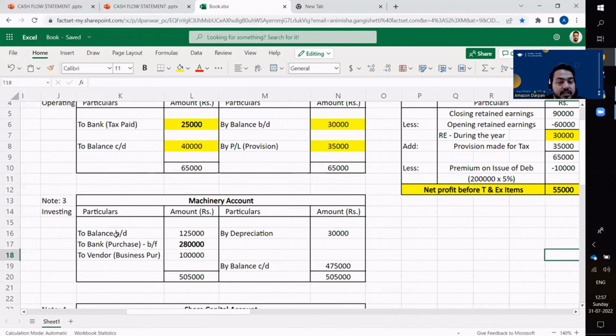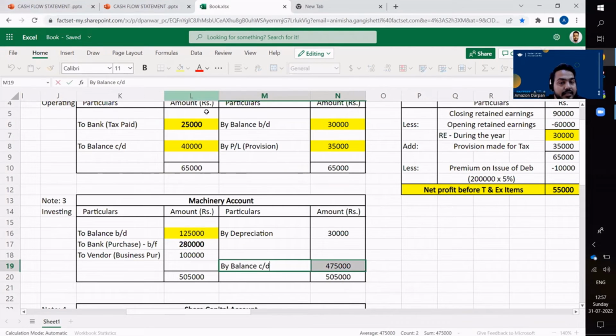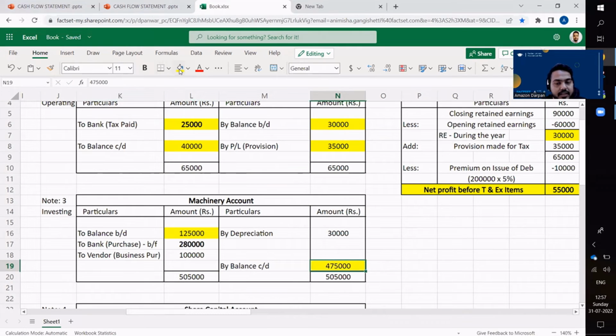Okay. First, this figure, 1,25,000, I think you remember, is straightforwardly mentioned in the question. Whenever we write the opening balance, we write it as balance brought down, 1,25,000. We also know the closing balance, 4,75,000, so we also have to write the closing balance of 4,75,000. Remember 30,000 was there in the depreciation part, so we simply mention it again.